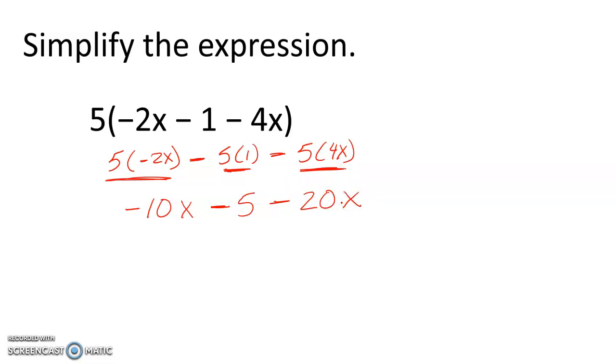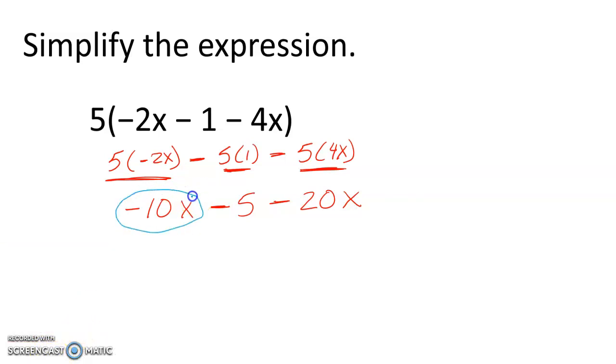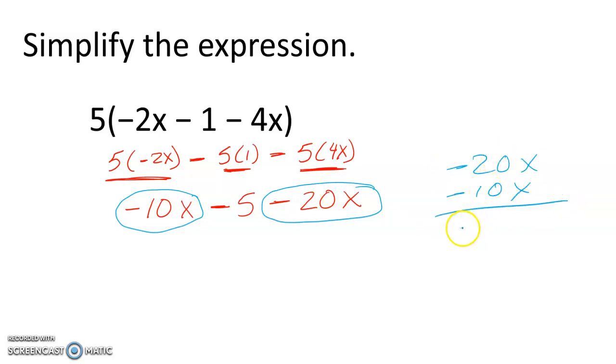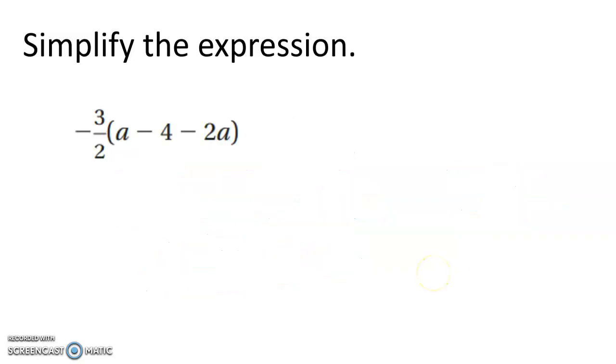20x. And then I notice I have 2 numbers here that have x's. So a negative 20x and a negative 10x. That gives me a negative 30x because they're both negative, so you combine them. So negative 30x, and then the minus 5 just comes down. So there's your answer. Negative 30x minus 5. All right, turn the page. This one has a fraction, so it's a little bit more work.